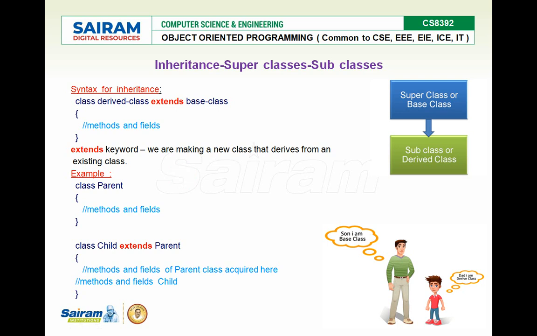So let's see an example. Class parent has its own methods and fields. Class child extends parent, so child is the name of the child class, extending from the parent class. Parent is the class name of the base class. So the methods and fields of the parent class are inherited in the child class, readily available and acquired in the child class.